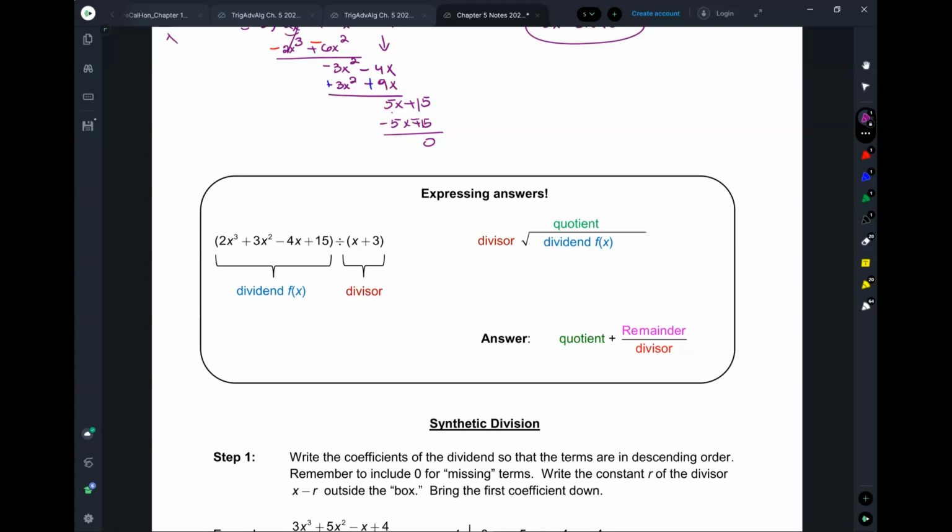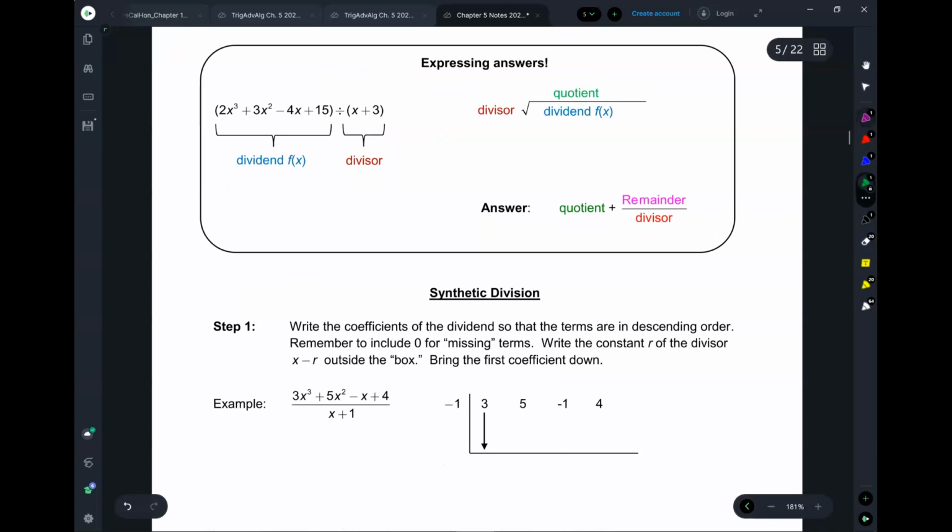When we write the final answer, if there is a remainder, the way you write it is the quotient written first, plus whatever remainder you get over the divisor. Okay? All right.